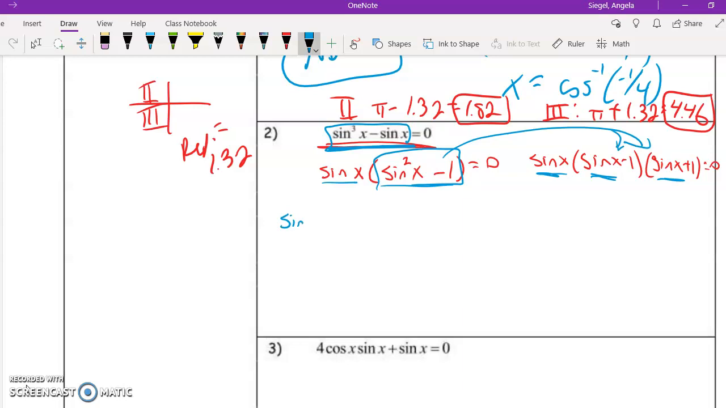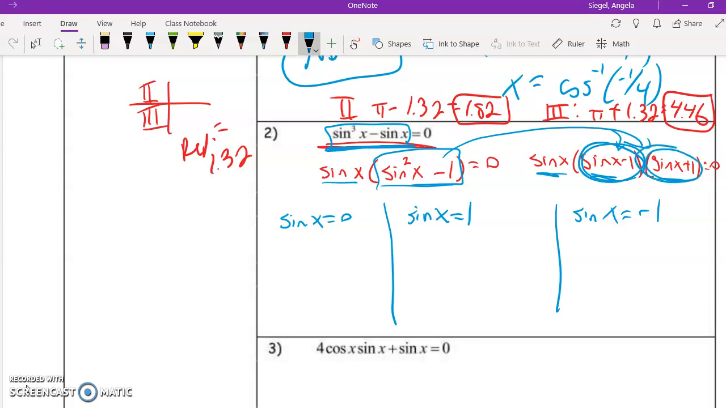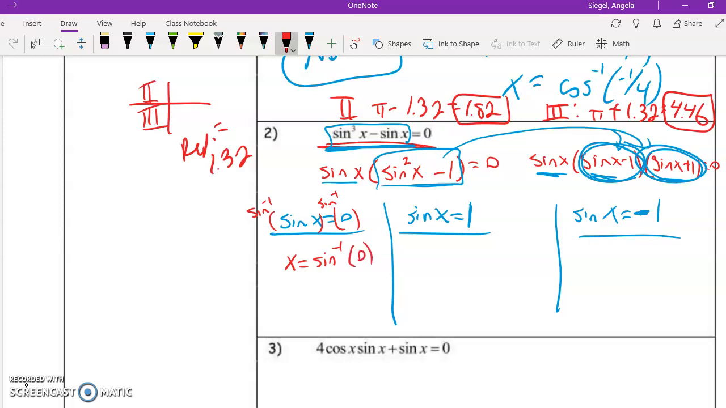So when I split this up, I have sine of x equals 0. I have sine of x equals 1 because I just moved that 1 over. And then I have sine of x equals -1. So again, I'm just solving for the sine of x, and I moved that 1 over. Okay, so I have three pieces here. So I'm going to take the sine inverse of both sides, and I get x equals sine inverse of 0.